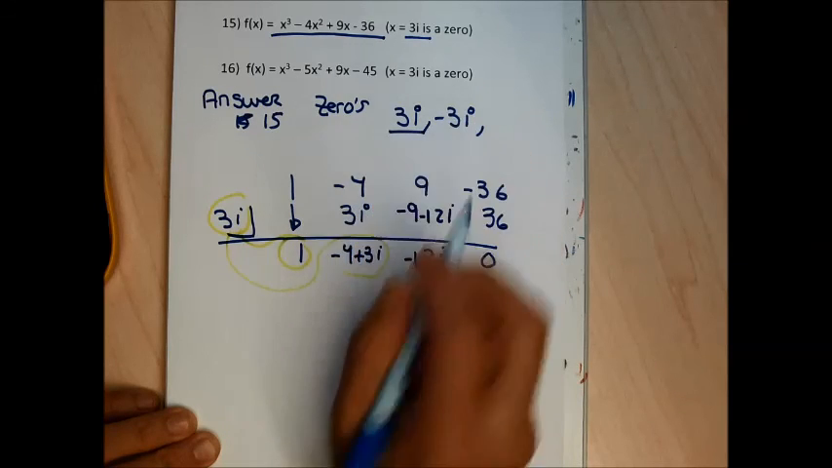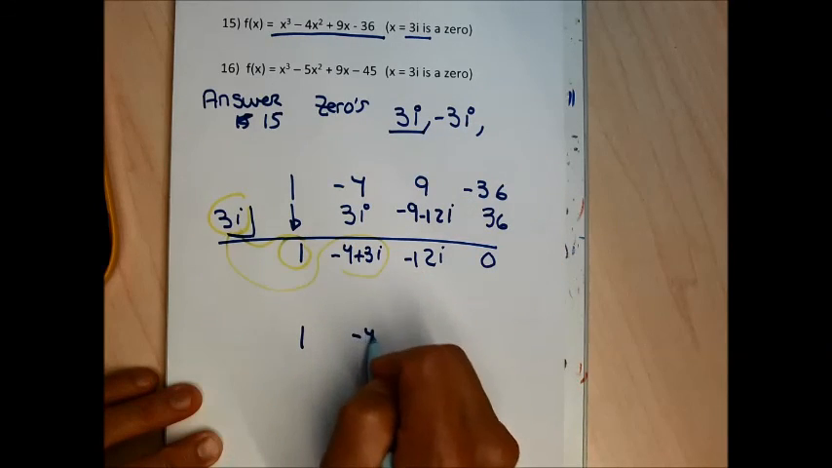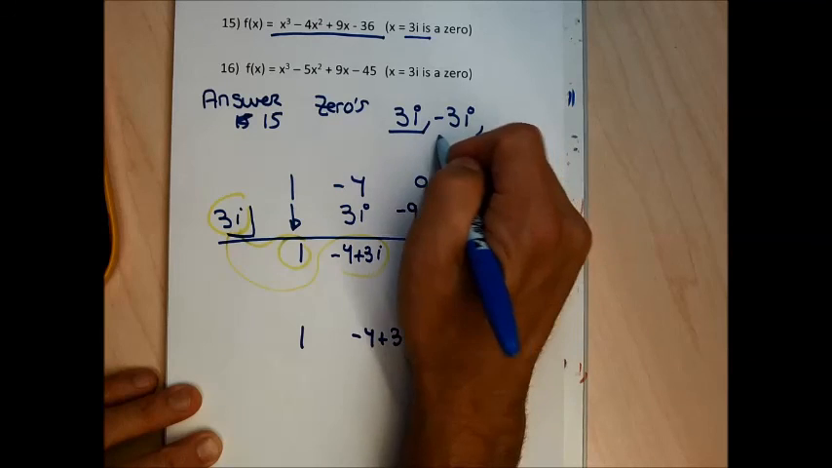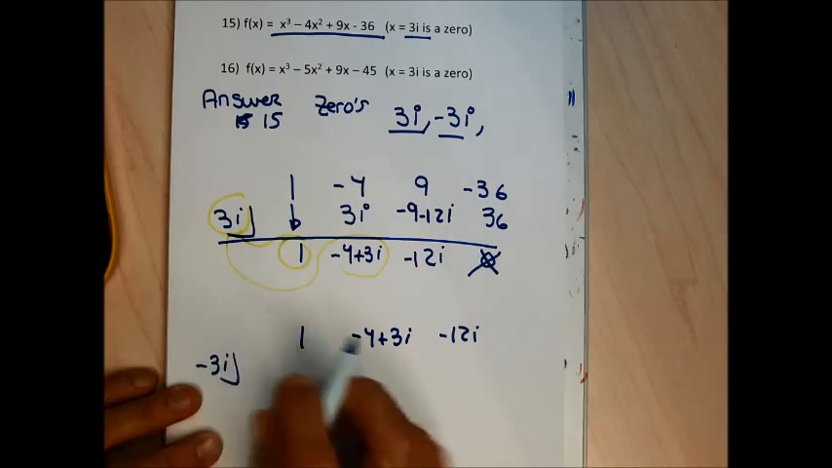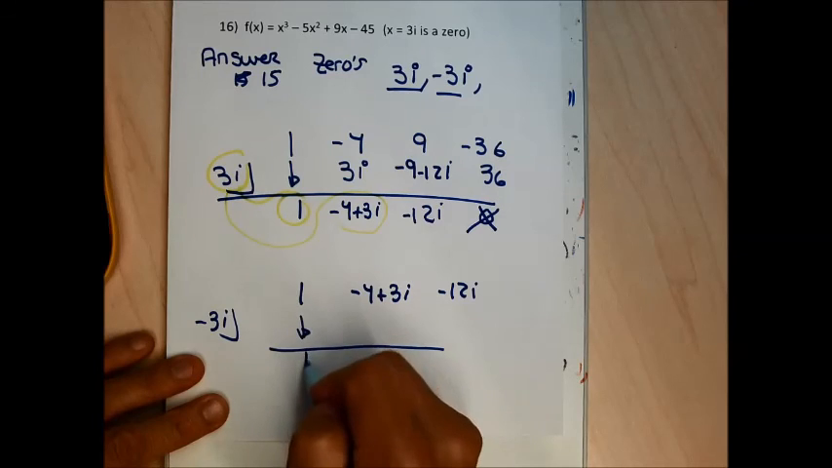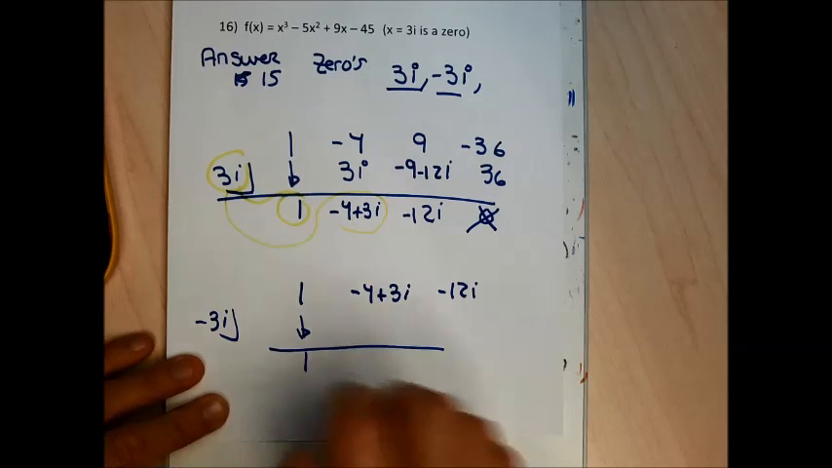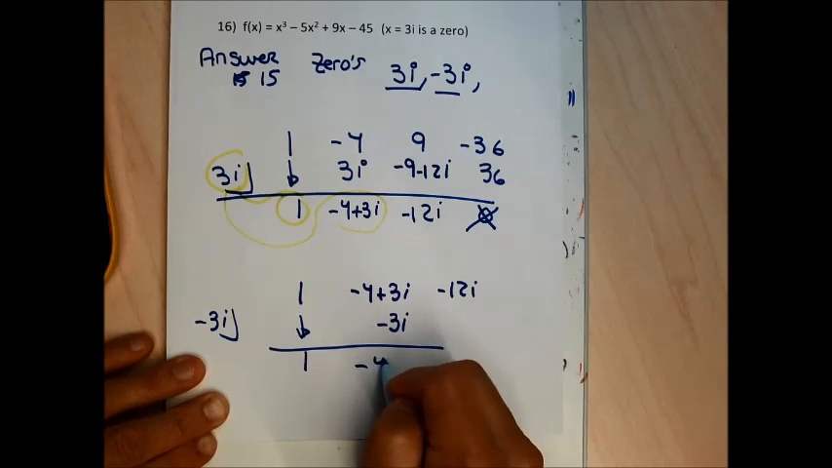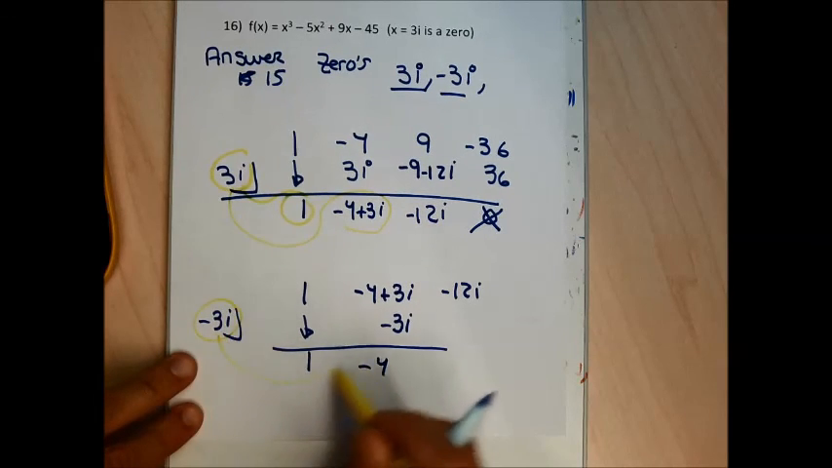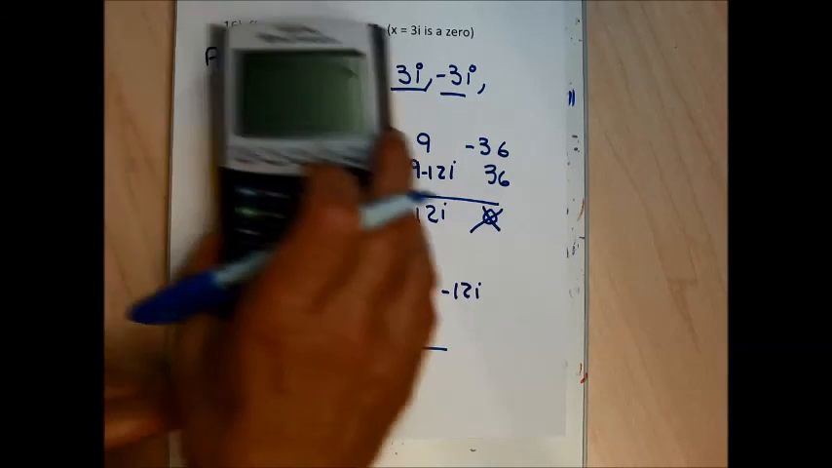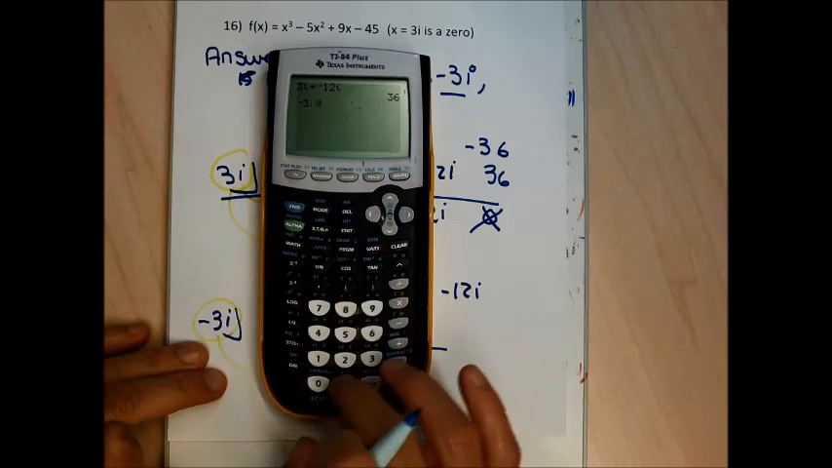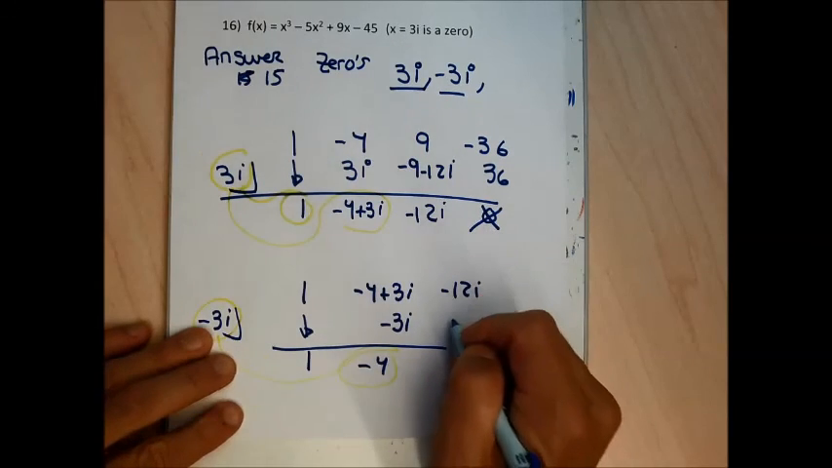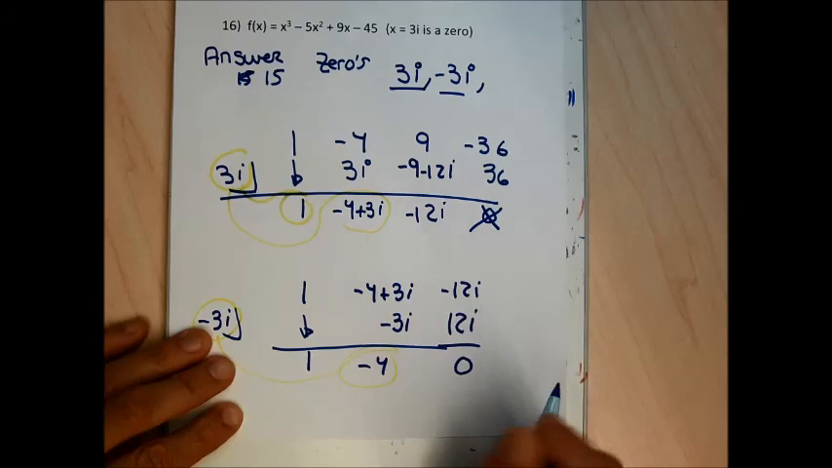I've used that 0. Now I'm going to take the 1, minus 4 plus 3i, and the minus 12i, ignore the remainder, and do synthetic division with the negative 3i. I'm going to bring down the 1, and I'm going to go negative 3i times 1 is negative 3i. I'm going to combine these. The 3i's are going to cancel. I'm going to have a negative 4. And then I'm going to multiply negative 3i times negative 4. So negative 3 second i times negative 4. I get positive 12i, which I'm going to write under the 12i. I'll get a remainder of 0.